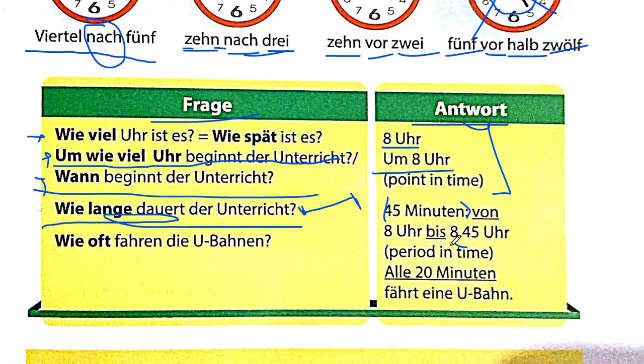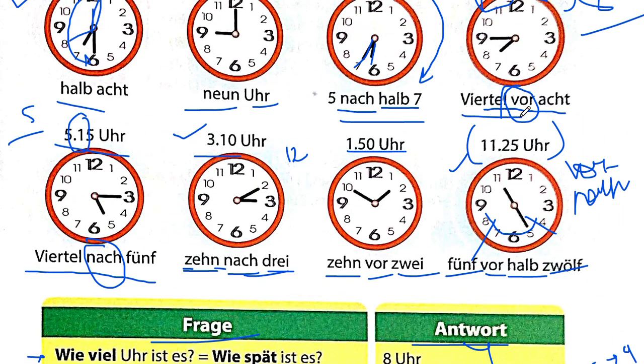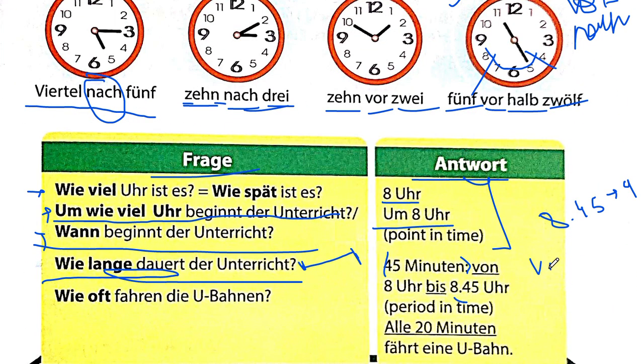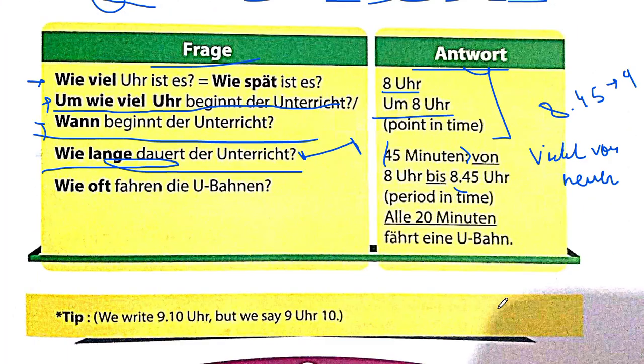Now how to say this? 8 and 45. Sorry, I made a dot here. Let me just do that. Yeah. 8:45. This is close to 9. Okay. So we had learned here vor, which is before. So 9, 15 minutes before 9. So this is how you will say 8:45 in German.